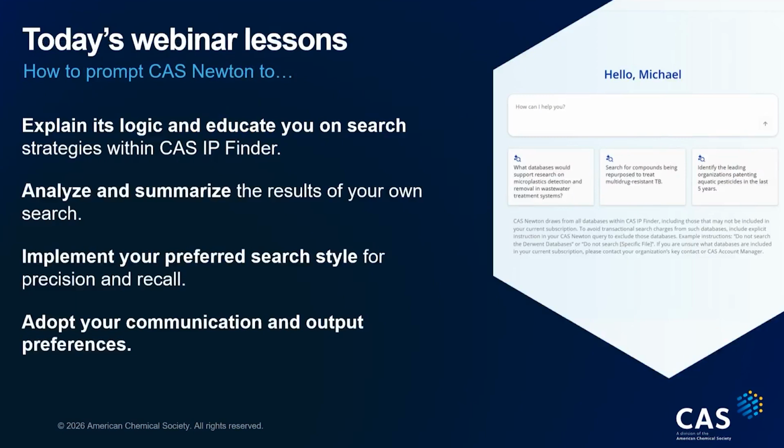When you consider some of the use cases that I just outlined, and then your own level of expertise and your own desires around the control or expectations you have from the AI, this opens the opportunity for you to start to really define how Newton behaves for you. Some lessons that we will talk about today are how you can use Newton to explain its own logic or simply educate you on using IP Finder.